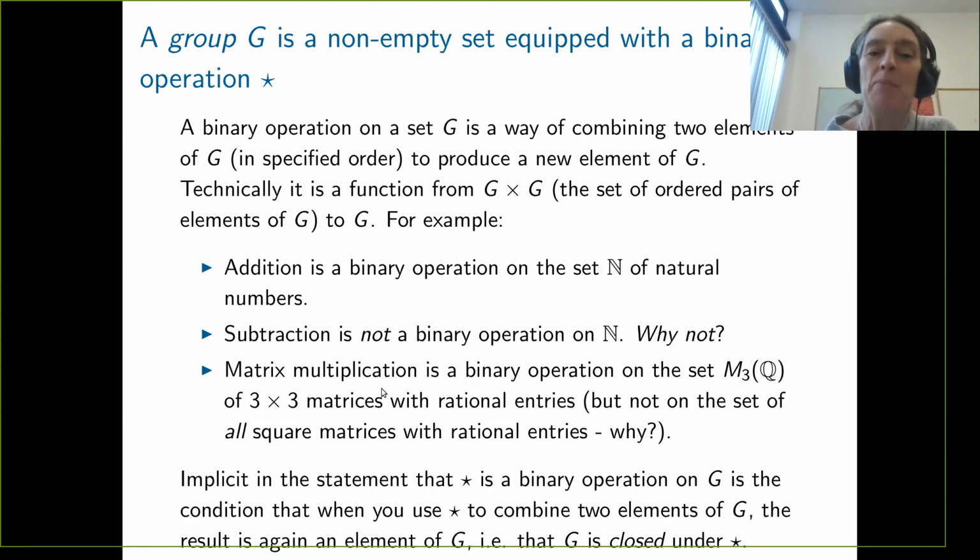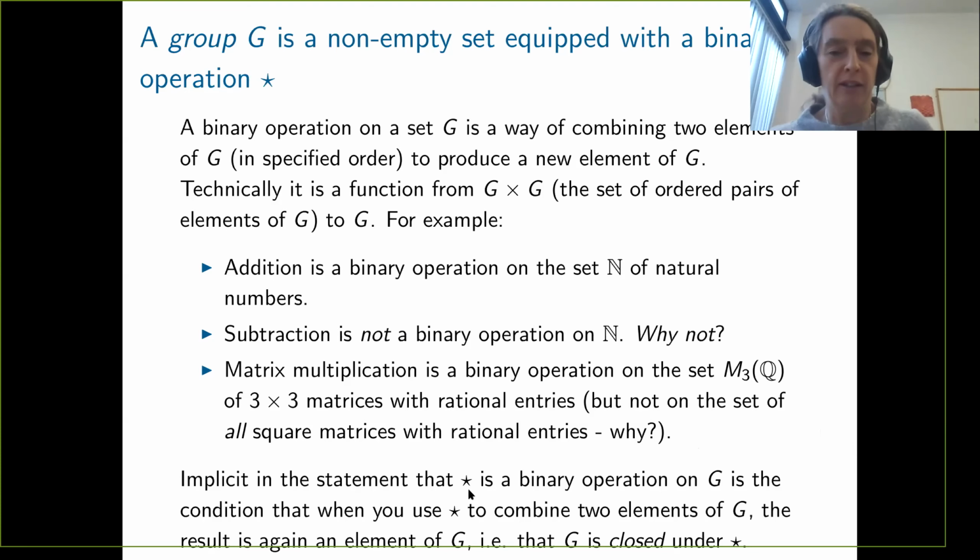But I claim matrix multiplication is not a binary operation on the set of all square matrices with rational entries, and I'll leave it for you to think about why that is. Can you take any pair of square matrices and multiply them together using matrix multiplication? That's the question.